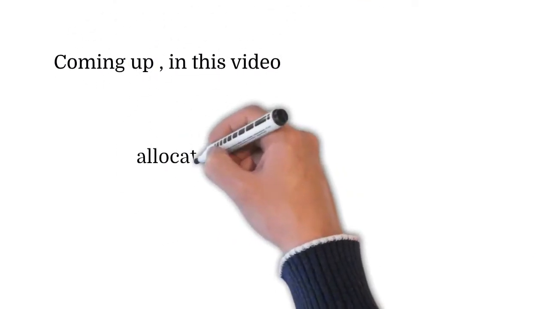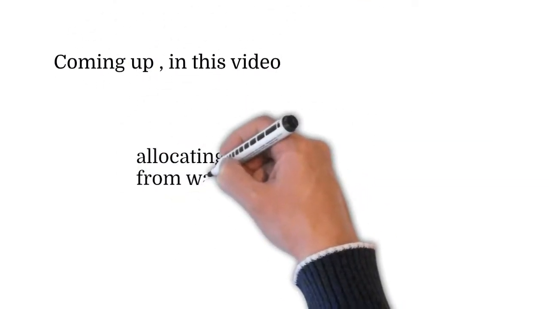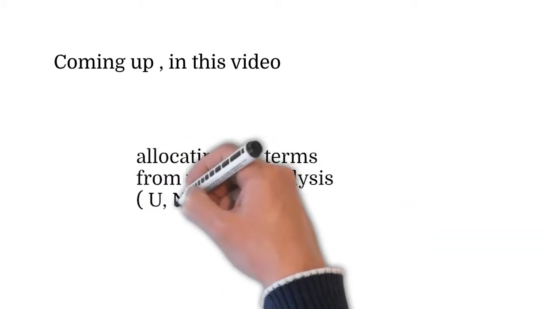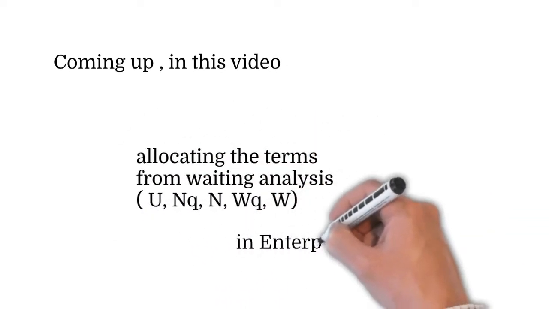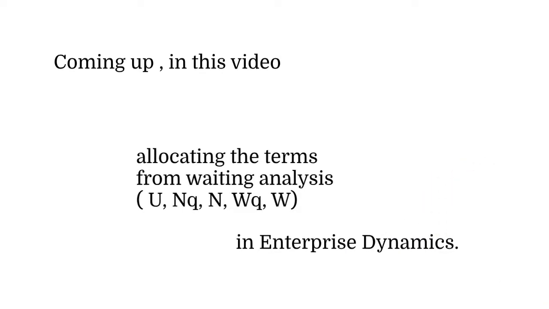Coming up in this video, we're going to be allocating the terms from waiting analysis in Enterprise Dynamics. So that will be U, NQ, N, WQ, and W.